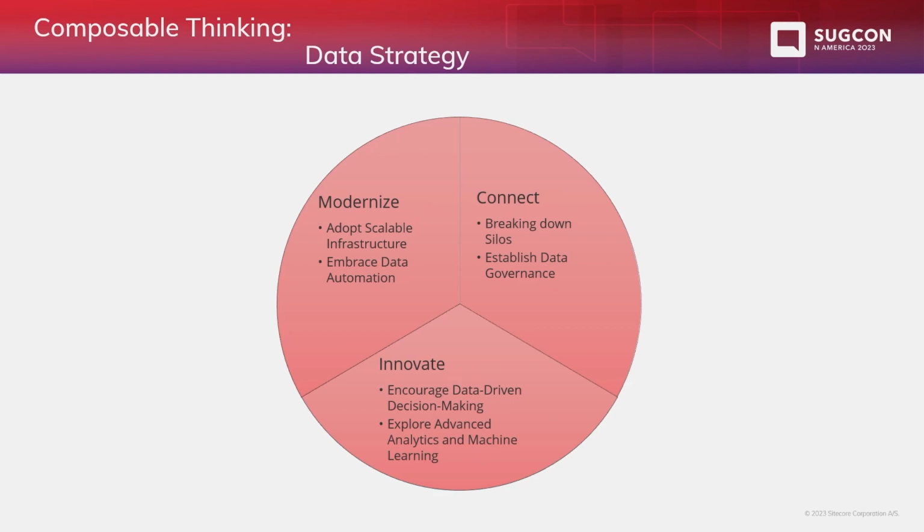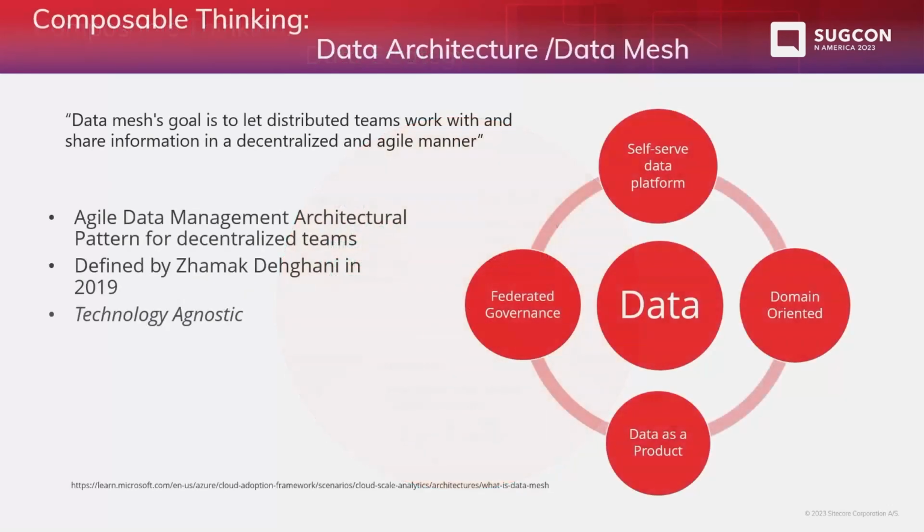And obviously, we want to innovate. We want to encourage data-driven decision-making, and we want to explore new capabilities such as machine learning and AI, and for that to happen, we need to have this modern data architecture created. If we look at the possible architectures that are currently available, data mesh is one of the most popular ones. Data mesh has been around since 2019. Back in 2019, this was just a concept.